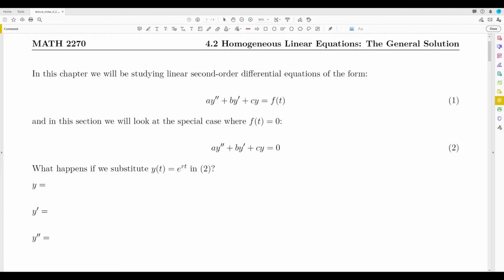In this chapter, we will be studying linear second-order differential equations of the form a times y double prime plus b y prime plus c y equals f of t. Now, note that in this differential equation, all the coefficients are constants. We have a is a constant here, b is a constant, and c is a constant.